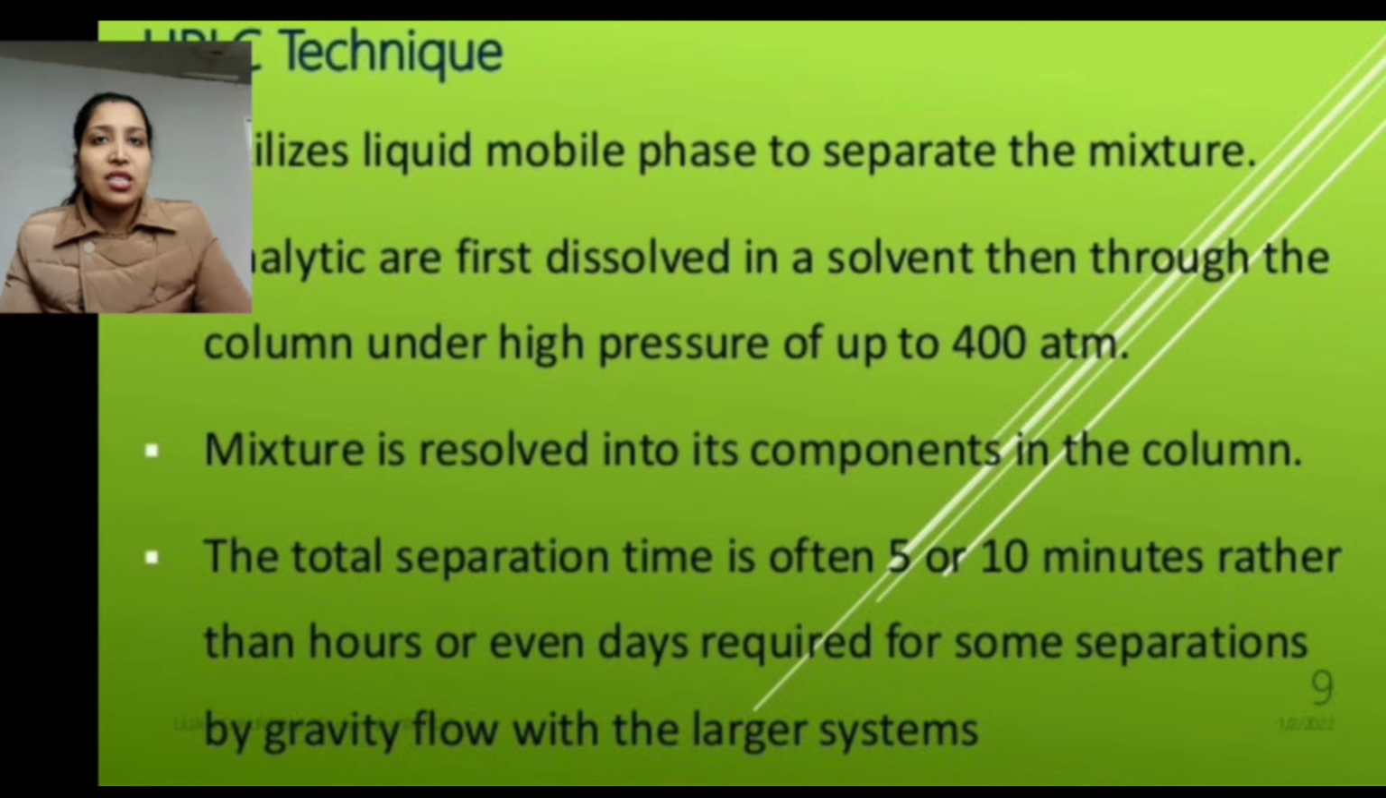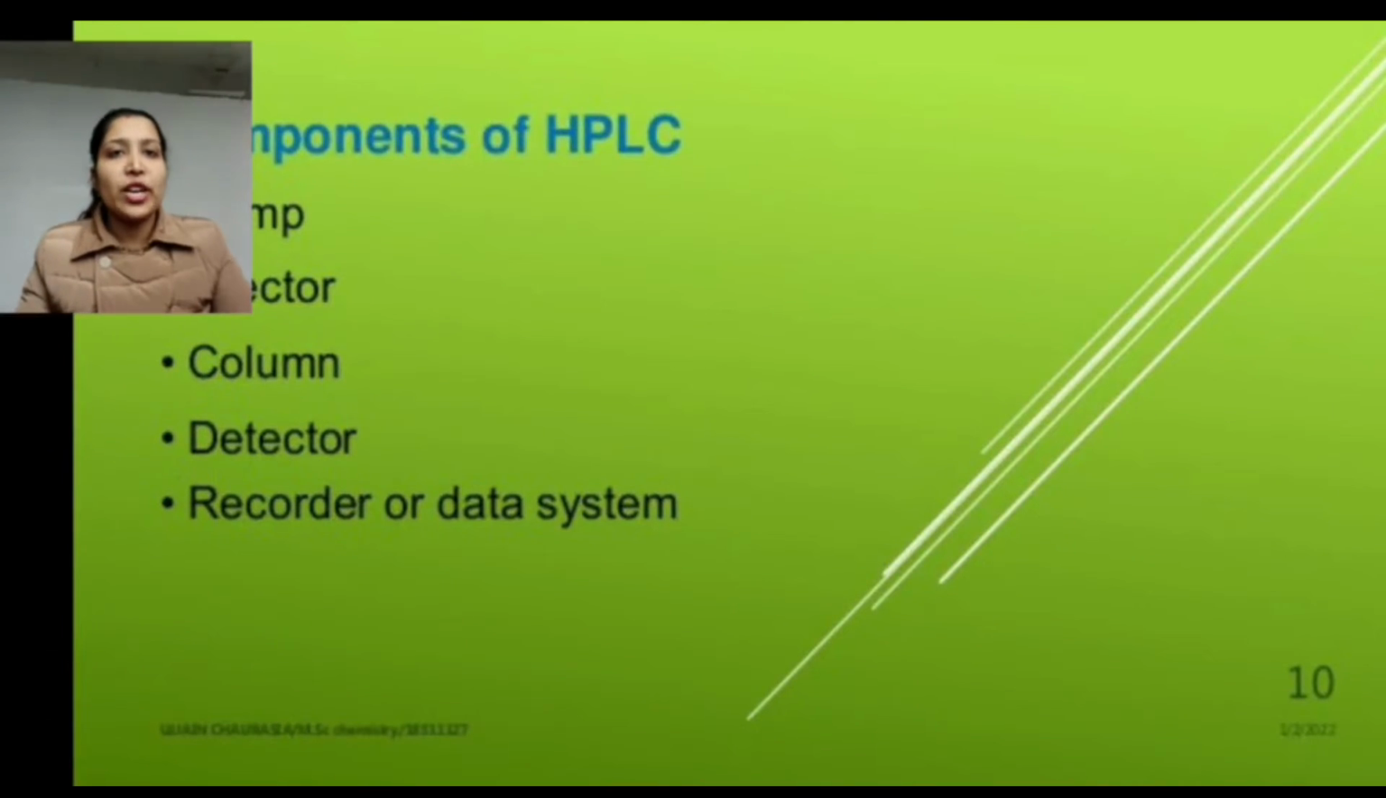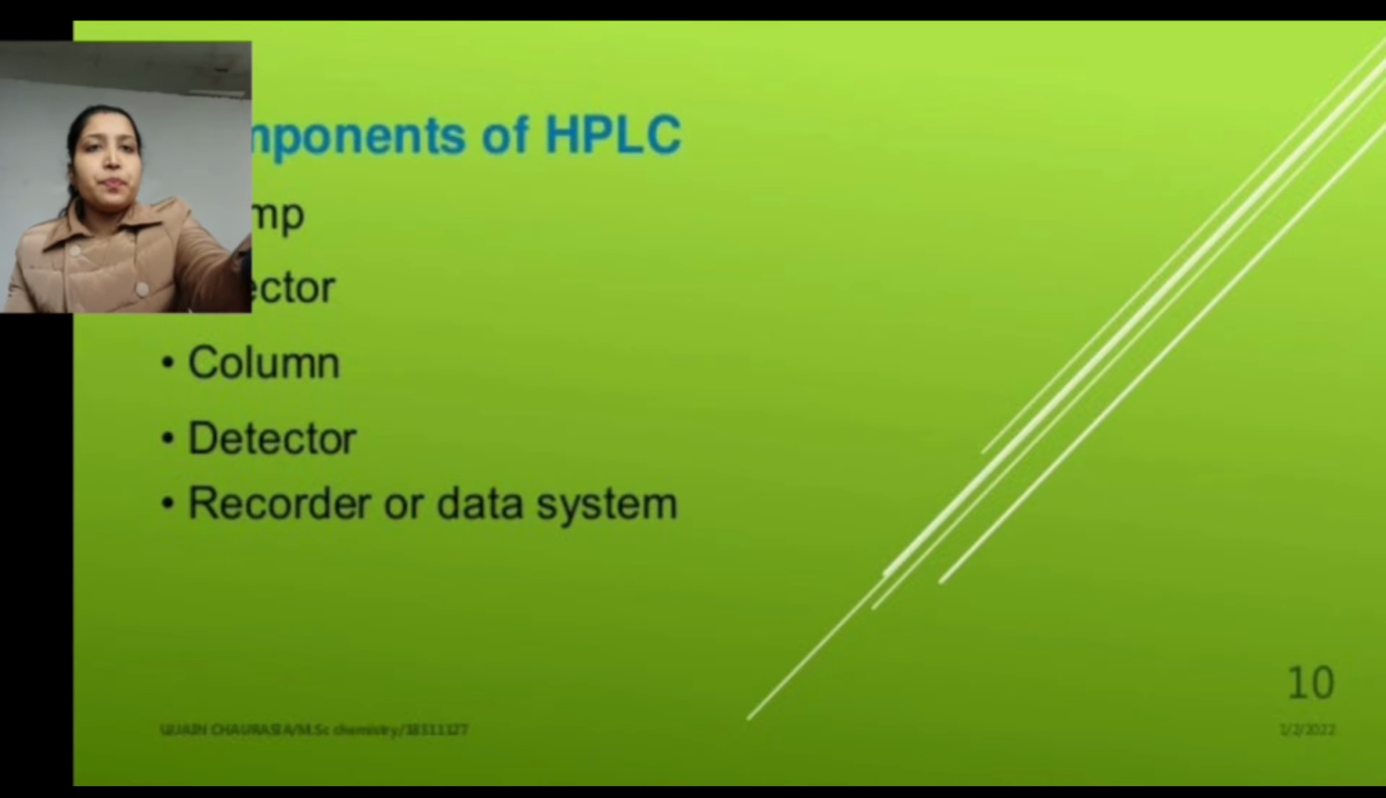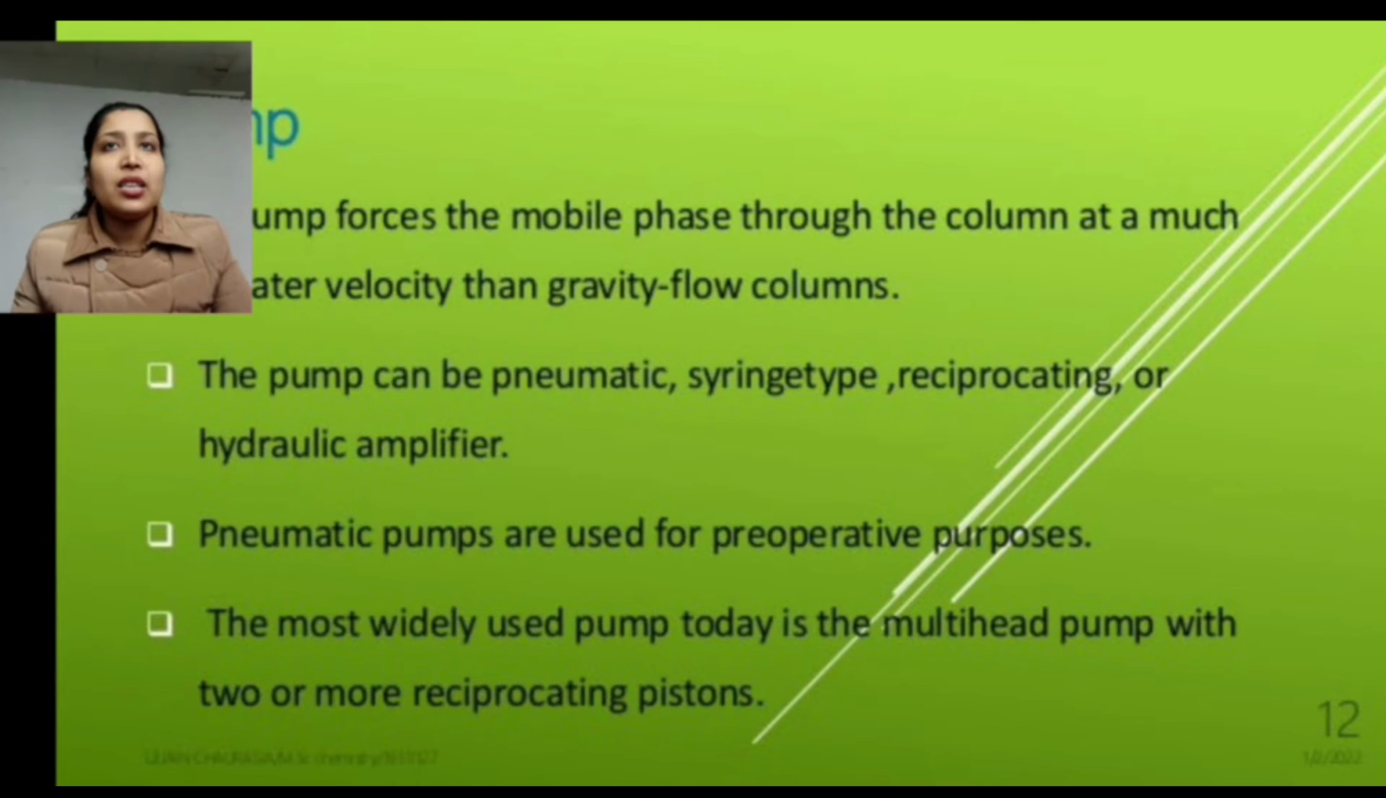Now let's start with instrumentation. The components of HPLC are first the pump, second the injector, third the column, fourth the detector, and fifth the recorder or data system. So the first one is the pump. Pumps are used in HPLC to create the pressure, and the pump forces the mobile phase through the column at a much higher velocity than in gravity flow columns.